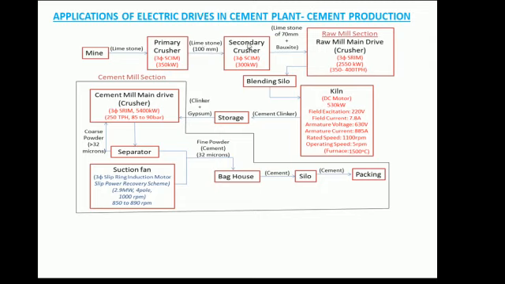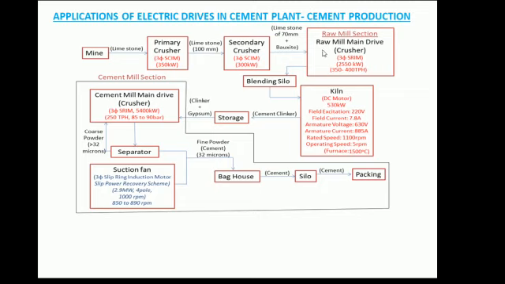This secondary crusher uses a 3-phase squirrel cage induction motor with a power rating of 300 kilowatts. The function of this secondary crusher is to reduce the size of this 100 mm limestone to a size of 70 mm. This reduced 70 mm size of limestone is added with the bauxite. This mixture of bauxite and limestone is given to the raw mill section. Now from here the cement plant starts.